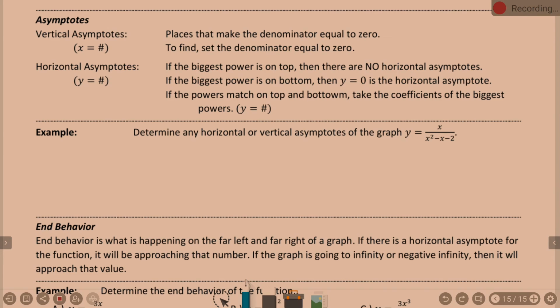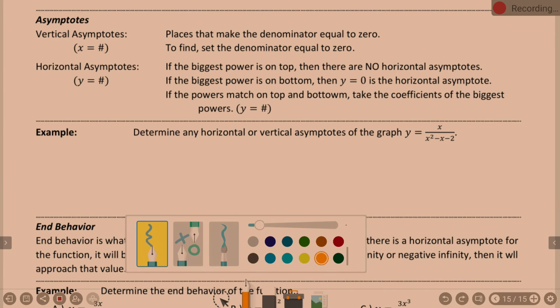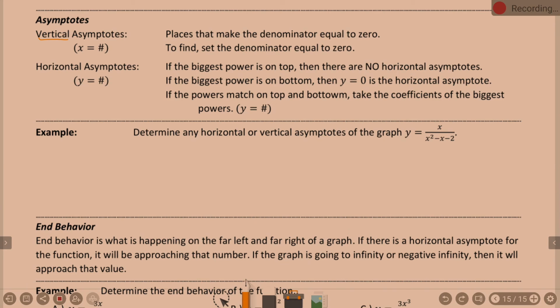Asymptotes. You did do asymptotes in Algebra 2, no doubt about it. So these rules should sound vaguely familiar. We're going to talk about vertical asymptotes and horizontal asymptotes. Vertical asymptotes are always of the form x equals a number, because that's what a vertical line is. It's x equals some number because it goes through the x-axis.